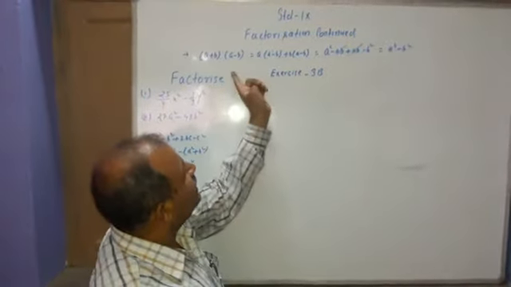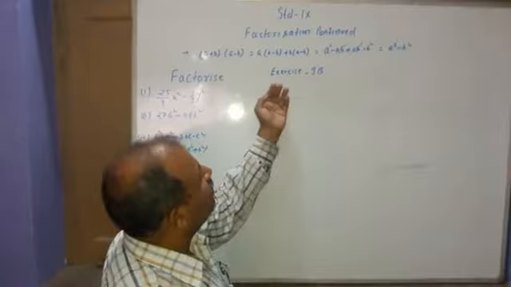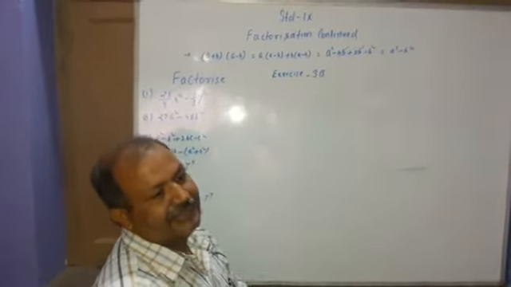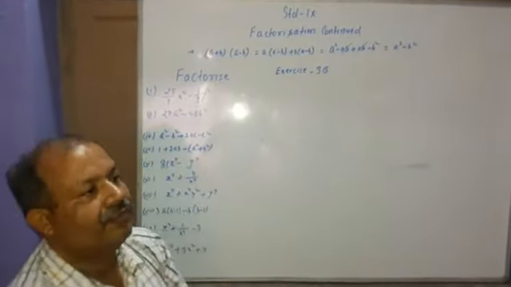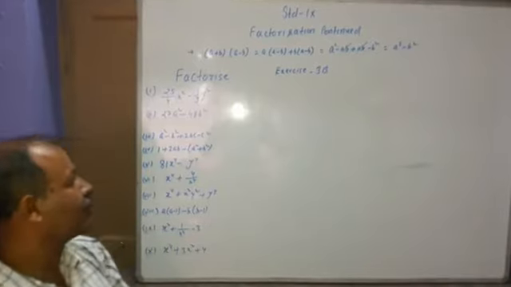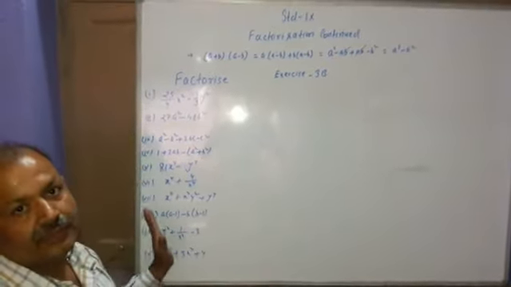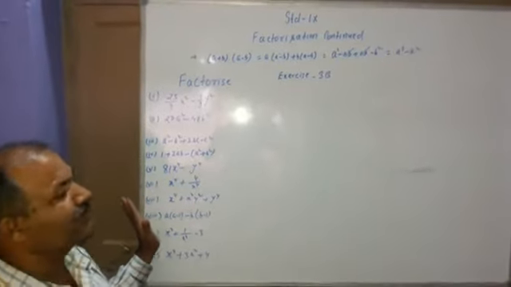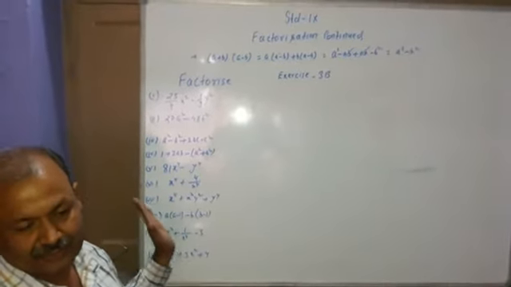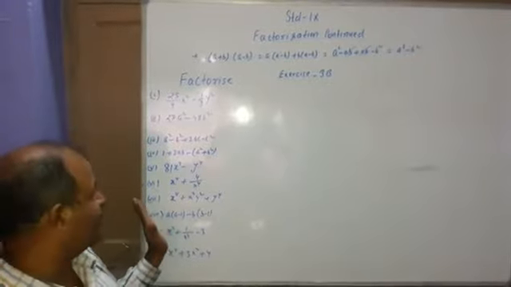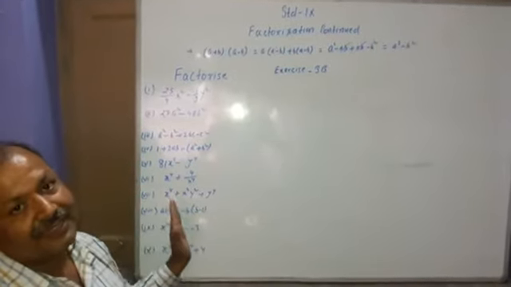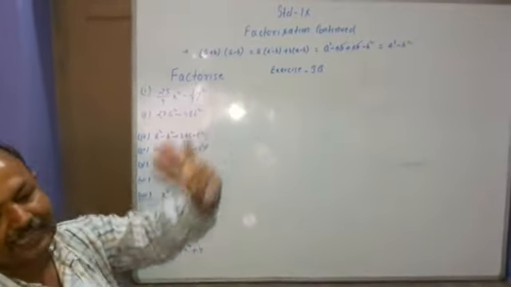This identity will be used to solve the problems of exercise 3b. First of all, I will solve 10 problems from this exercise. You have to practice these problems in your copy. You have to see the video and practice these problems. After that, you have to solve exercise 3b.